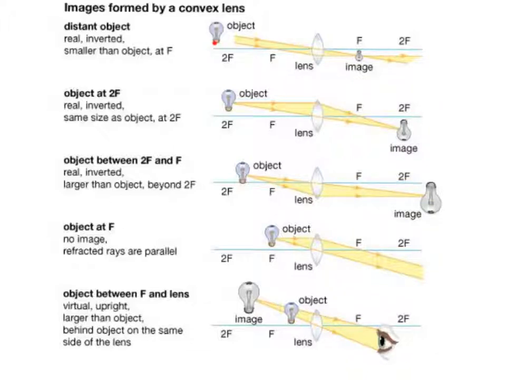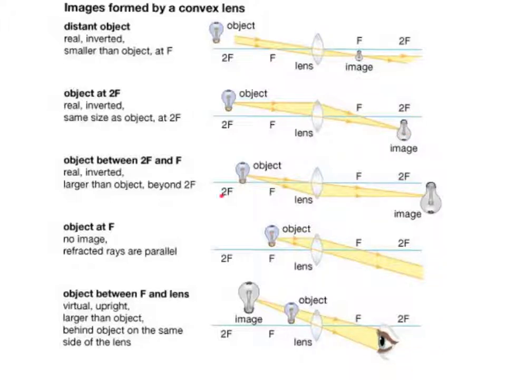Its image is going to be real, even though it's on the other side of the lens, because light will actually travel through the lens and hit that image. The light is forming that image. It's not virtual rays, but they are real light rays, and the image will be inverted and also diminished and smaller. If we place an object right at 2 times the focal length, the image will be the same size, but it will also be real and inverted.